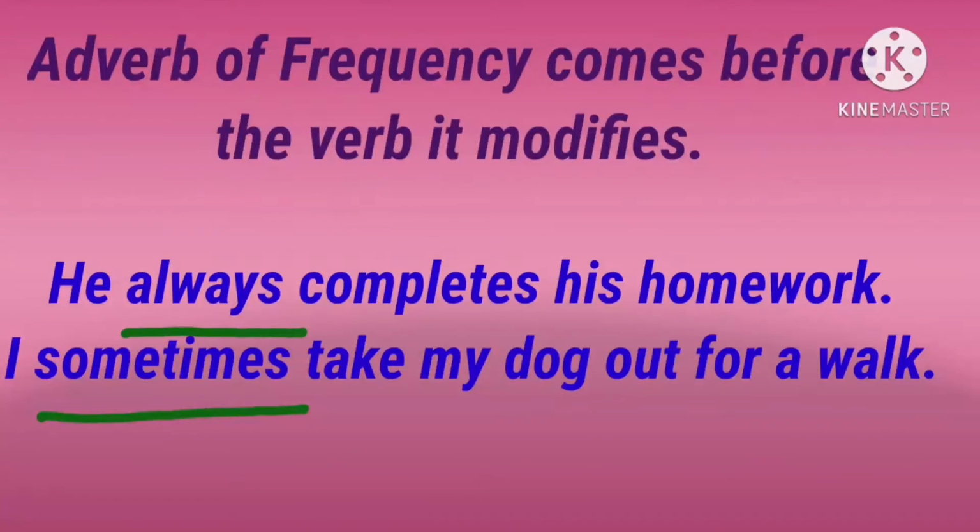Next example, I sometimes take my dog out for a walk. Here, the verb is take and the adverb is sometimes. So, in these two sentences, completes and take are verbs. Always and sometimes are adverbs of frequency, so they come before the verb to modify.